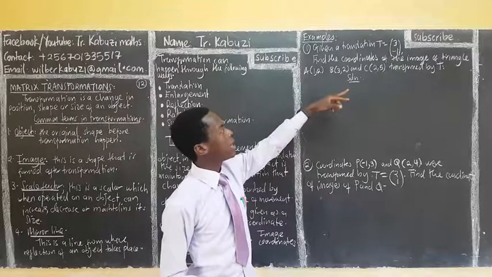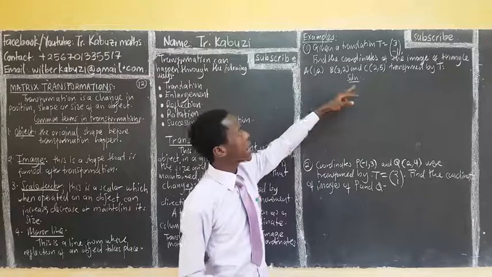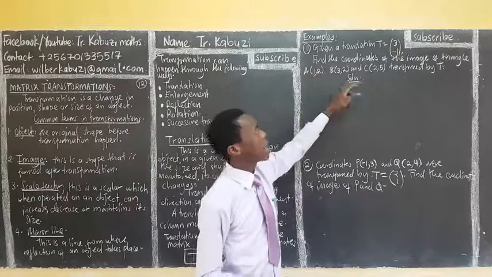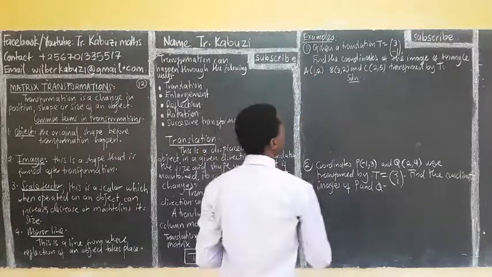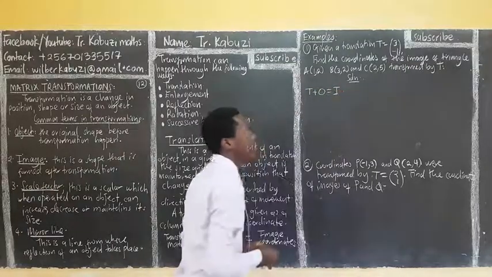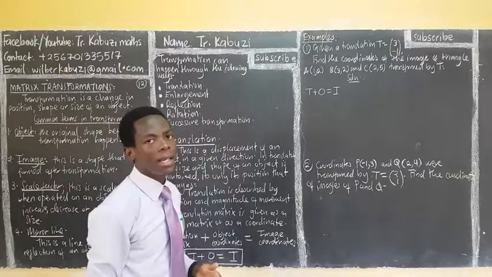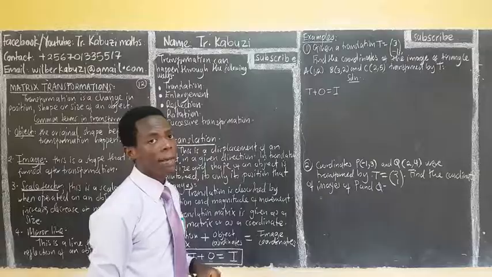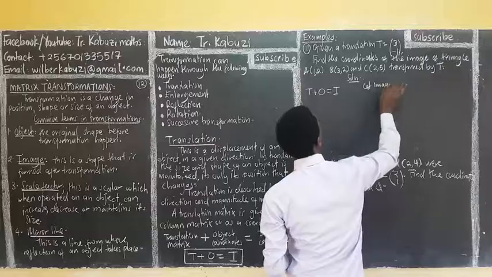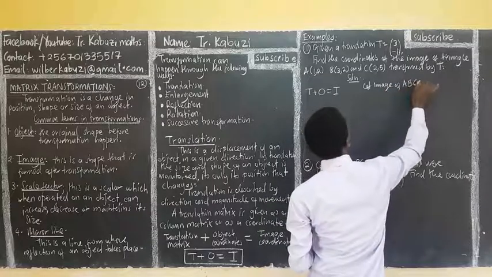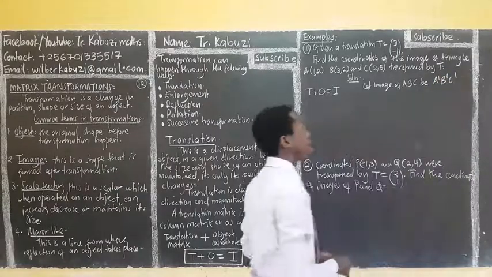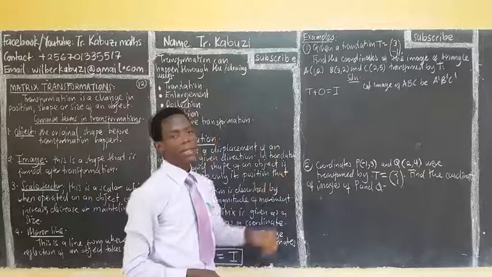Find the coordinates of the image of triangle A, B, and C transformed by T. Now, I want us to get the image. This will be acting as the object. So I will say, given that T plus the object is equal to the image. In transformations, our images are going to be represented using primes. So I'll say, let the image of A, B, C be A prime, B prime, C prime.